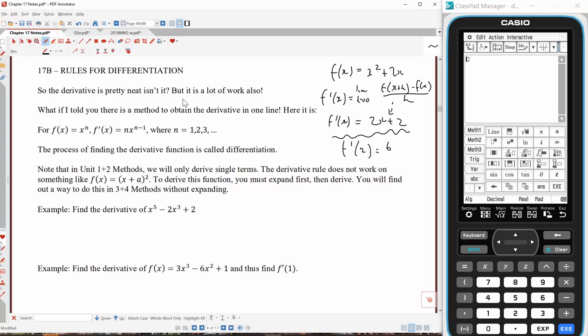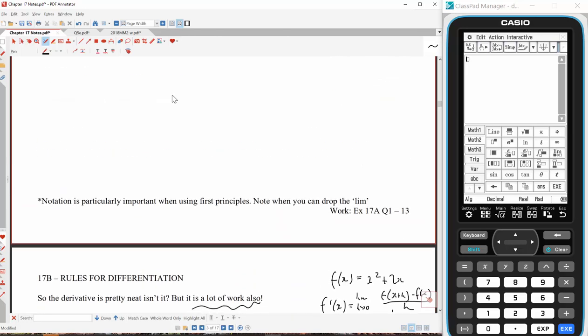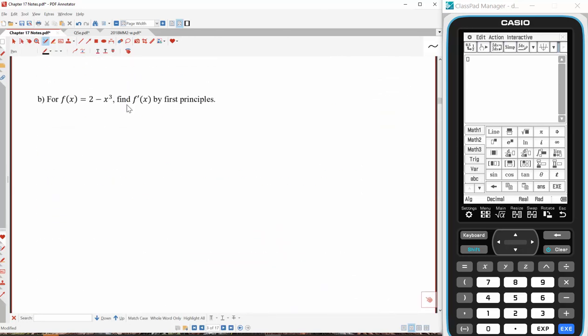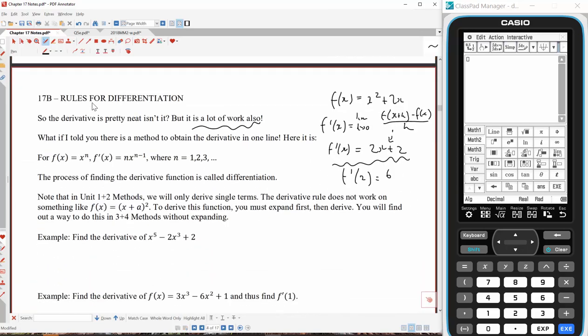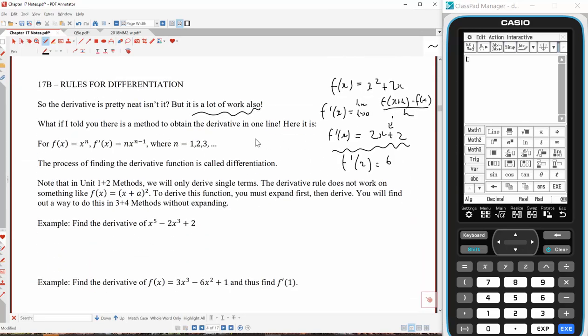It's pretty cool. Working out the instantaneous rate of change at any given point is pretty handy to know, but it's a lot of work. Remember how much work went into this last example? Expansion of the cubic, the perfect cube, etc. So what if I told you there's a method to obtain the derivative in one line?